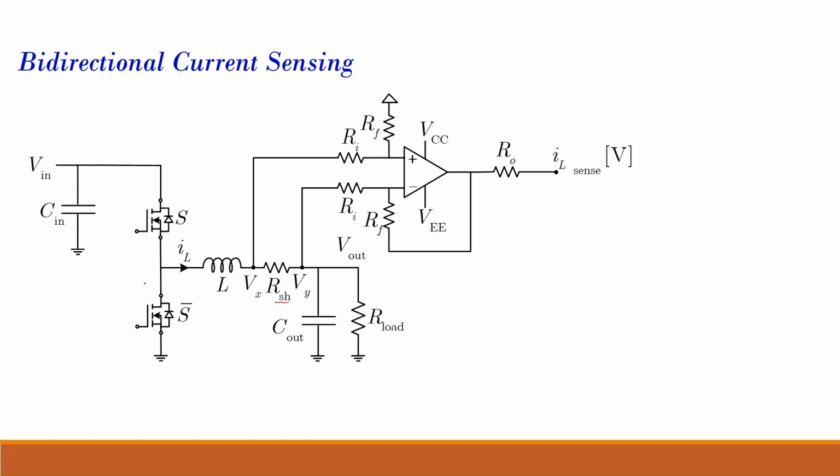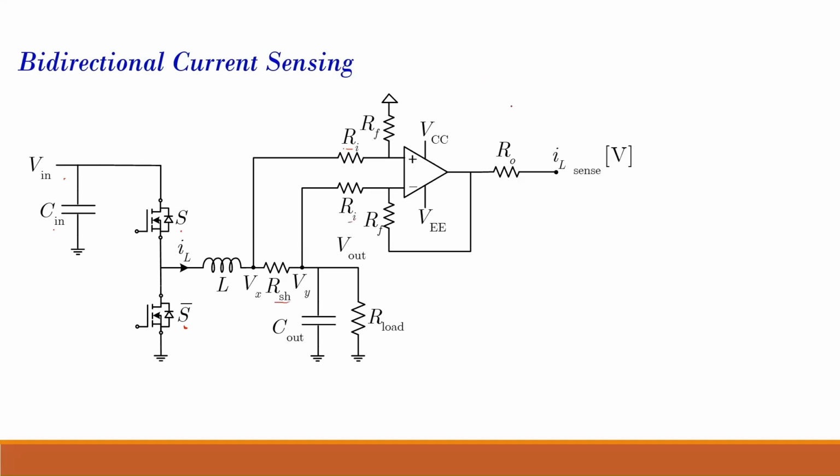This is the circuit of a buck converter. This is my input voltage, this is my input capacitor, this is my high side switch, and this is my low side switch. After that, there's my inductor, my capacitor, and my load resistance. But in the series path of the inductor, I place a small value shunt resistance. And across this shunt resistance, I will connect a differential amplifier.